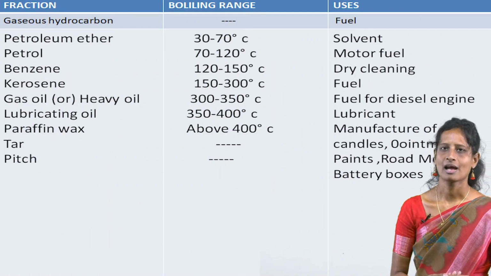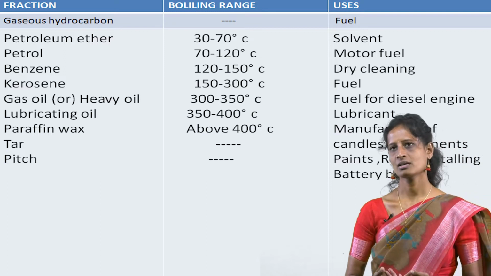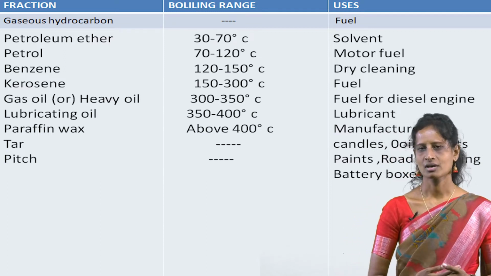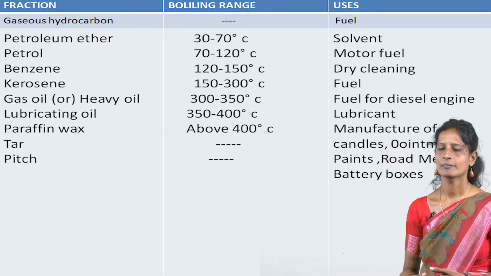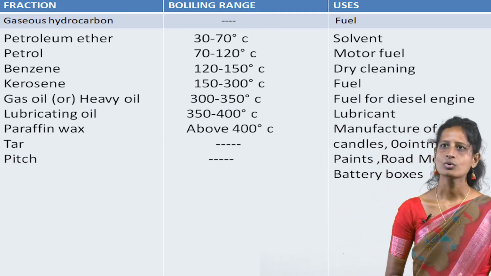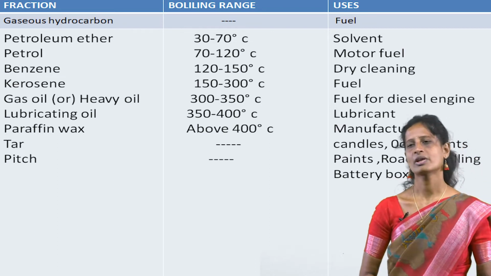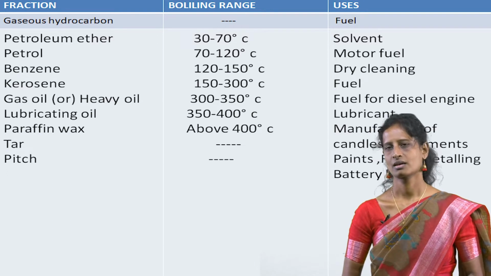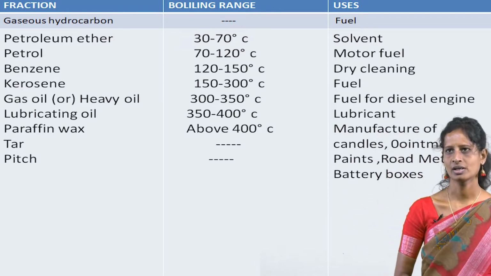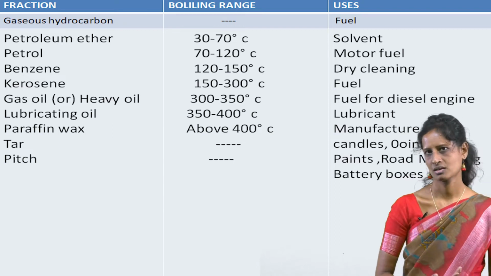Next, the tabular column shows the refining products of petroleum we get. Due to refining, these products are obtained. First one is petroleum ether. It has a boiling range of 30 to 70 degrees Celsius and is used as a solvent. Next, petrol. It has a boiling range of 70 to 120 degrees Celsius and is used as a motor fuel in vehicles, for two-wheelers, four-wheelers, etc.